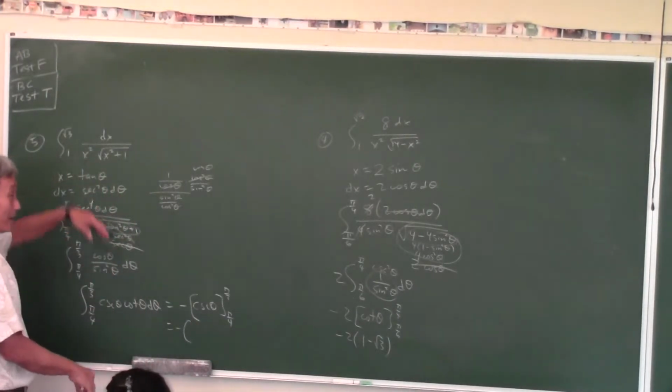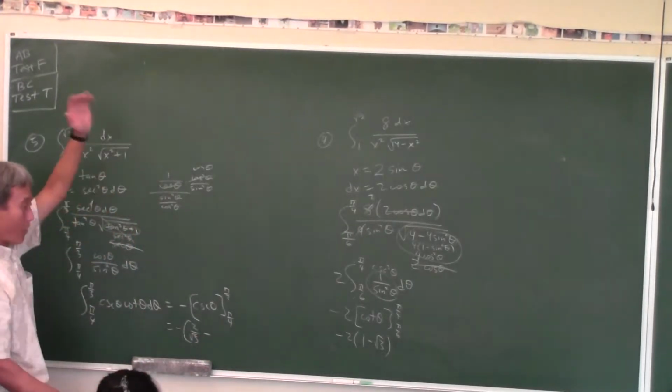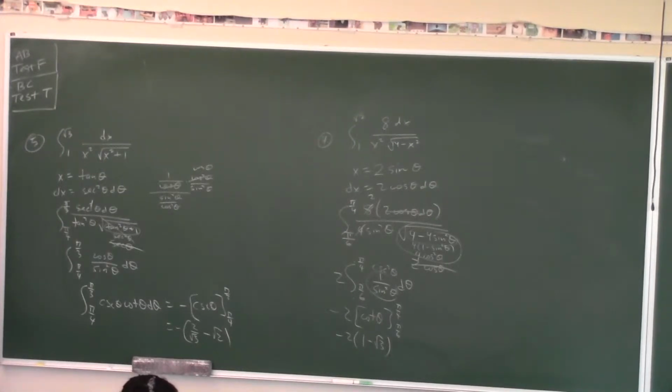So what do we got? I'm trying to think here. 2 over root 3 minus root 2. I will leave the simplifying to you. That's why I did the numbers.